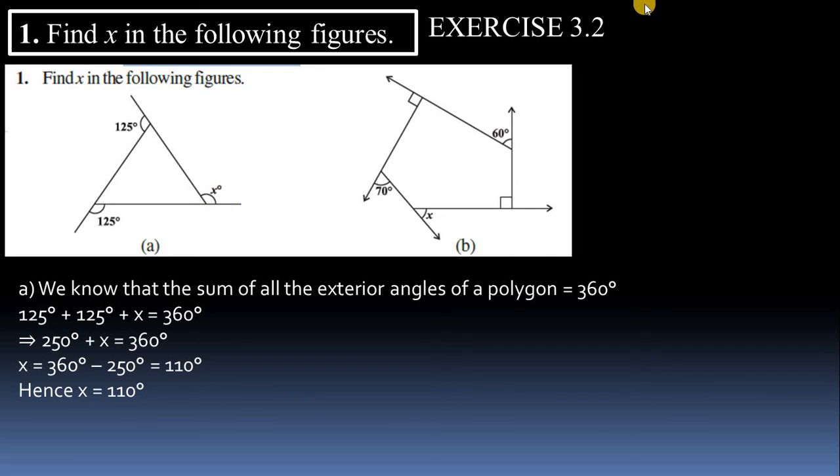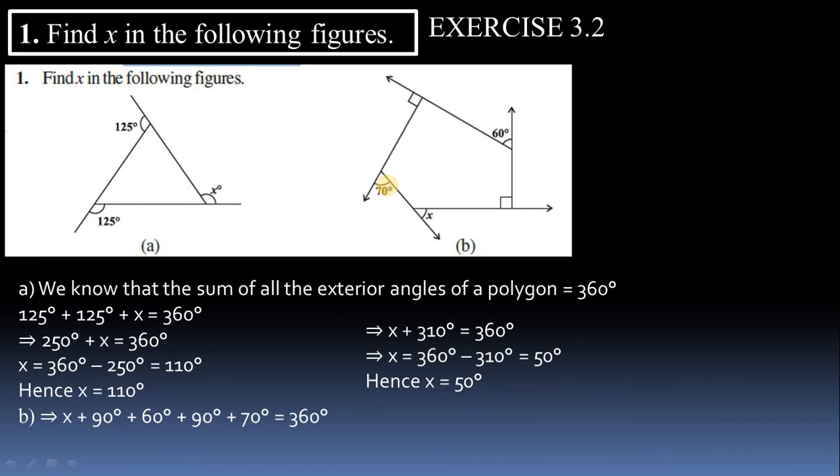In the case of B, here 60 is given, here it is 90 degrees, and here it is 70. X you have to calculate. What will this angle be? As it is 90, here it is 180 minus 90, because it is a linear angle, you can say a straight angle. So 180 minus 90 is 90. Now do the addition of all of this: x, then 90, 60, 90, 70, equal to 360. After calculation you will get x equal to 50 degrees.